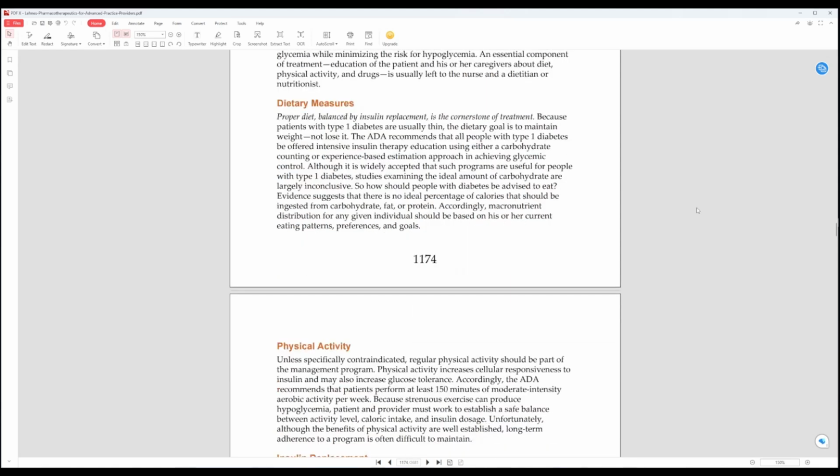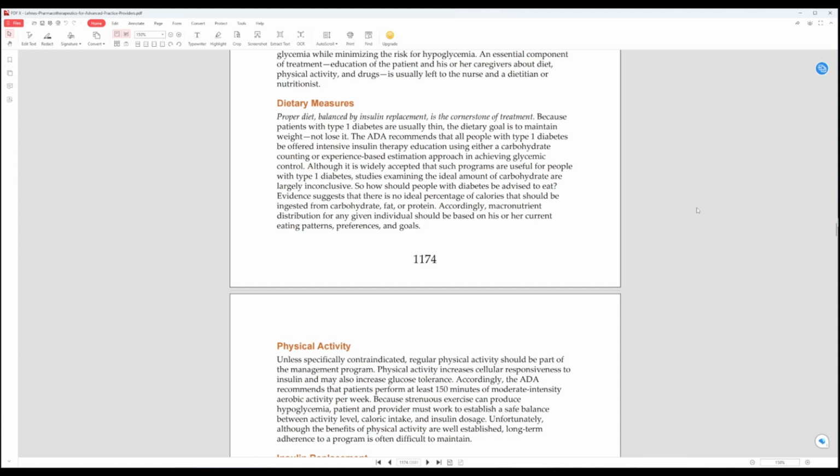Dietary measures. Proper diet, balanced by insulin replacement, is the cornerstone of treatment. Because patients with type 1 diabetes are usually thin, the dietary goal is to maintain weight and not lose it. The ADA recommends that all people with type 1 diabetes be offered intensive insulin therapy education using either a carbohydrate counting or experience-based estimation approach in achieving glycemic control.